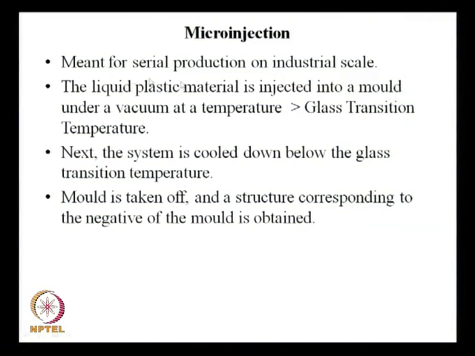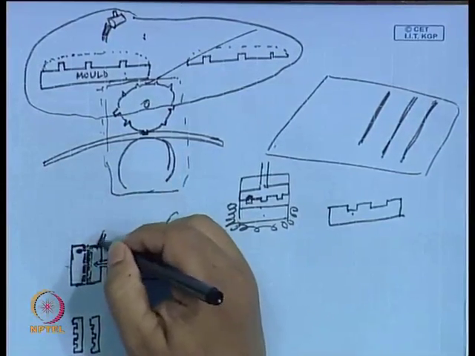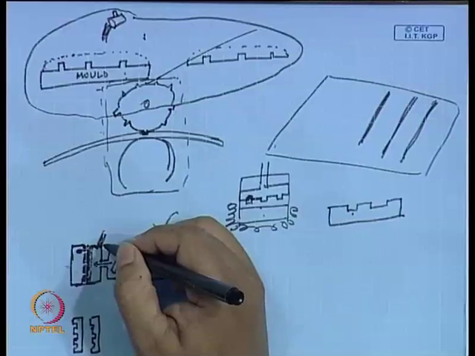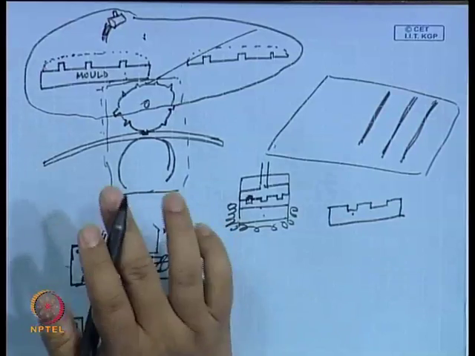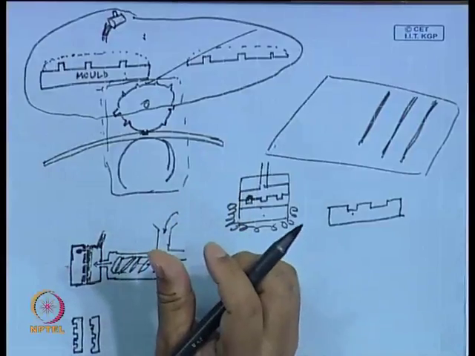what it says is, it is meant for serial production on industrial scale. The liquid plastic material is injected into a mold under a vacuum at a temperature greater than glass transition temperature. Under a vacuum means you put a line of vacuum and connect it to a vacuum pump. The idea of a vacuum is that, think of it, that liquid is flowing and in certain portion the air remains trapped.